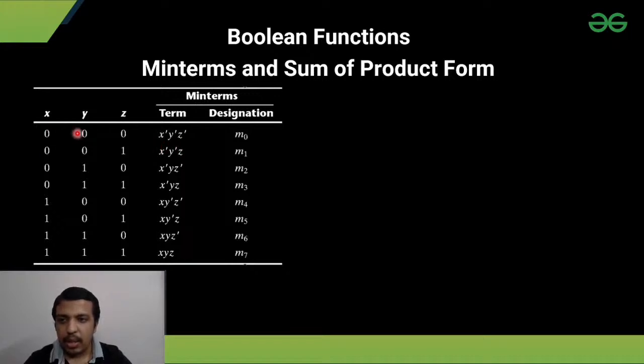So for all zeros we have x complement, y complement, z complement. Where z is 1, z is not complemented. Where y is 1, y is not complemented. And as x and z are 0, x and z are complemented. We use the small letter m for the designation, and we use m0 to m7 for denoting the minterms. Suppose we had four variables here, then we would have m0 to m15 minterms.